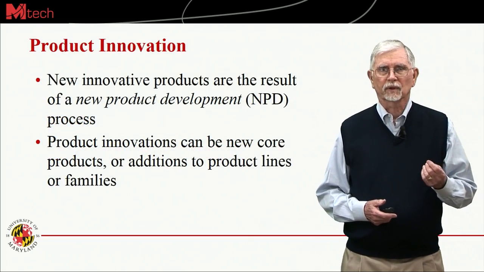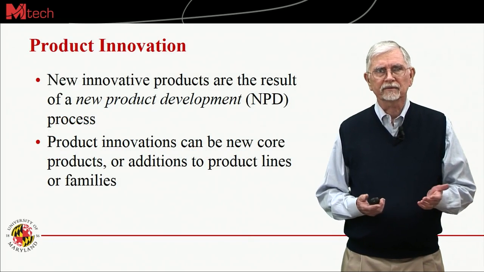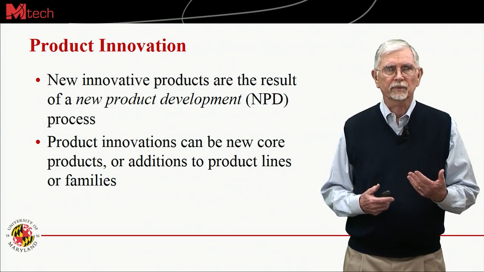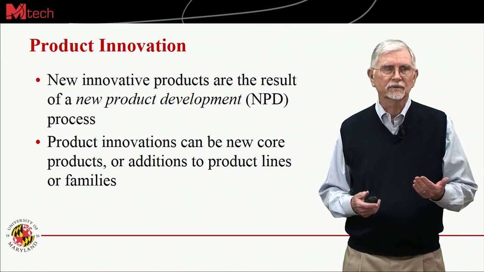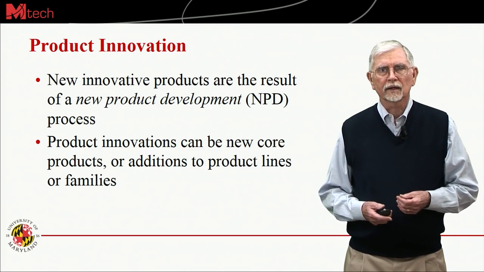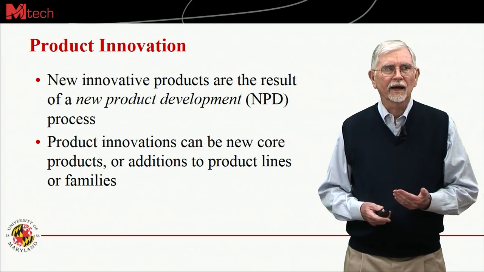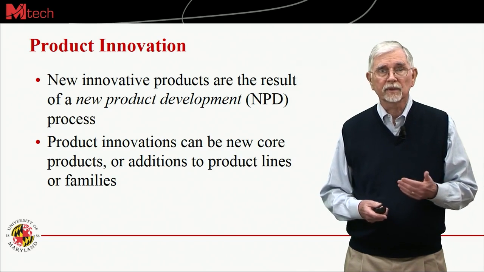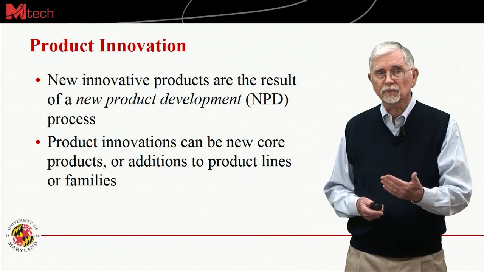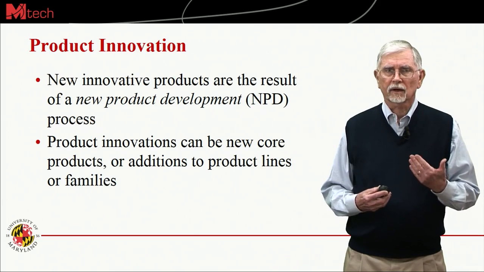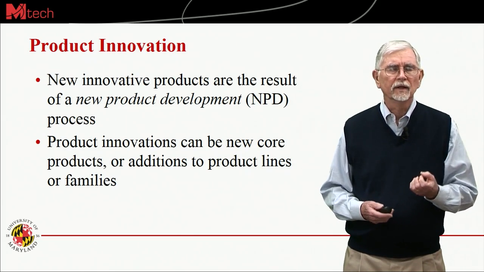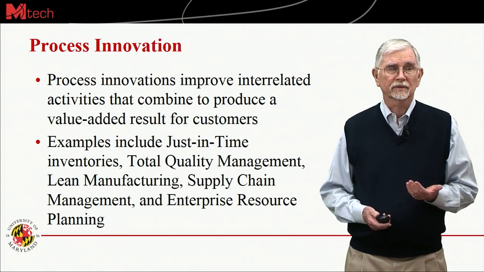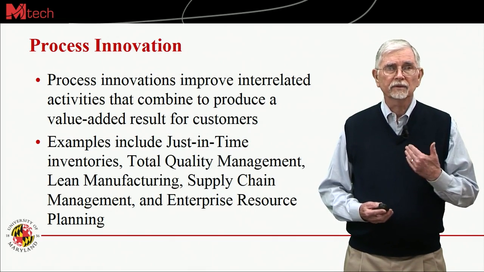So let's start with one of the obvious ones anyway. It's product innovation. Typically a new innovative product is the result of what we call a new product development process. There are journals devoted to this, there are engineering societies devoted to this. Product innovations can be new core products, or additions to product lines, or extensions of product families. They can be any of these things, but they are about products, usually some tangible thing that a consumer would buy and pay for.